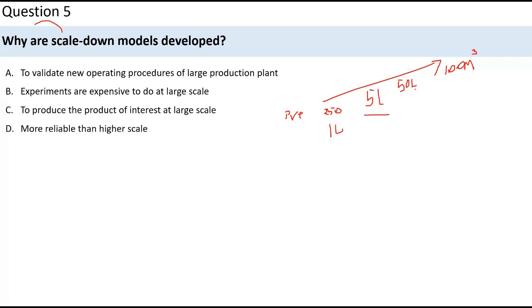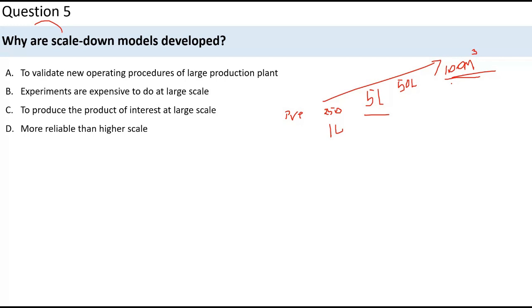From there, we will develop it and devise a process for 50 liter, and then from there it will be taken to 100 meter cube. Whereas scale down is we will be doing something in 100 meter cube and we want to change some parameters to see what happens. So that can't be done in the large scale, right?